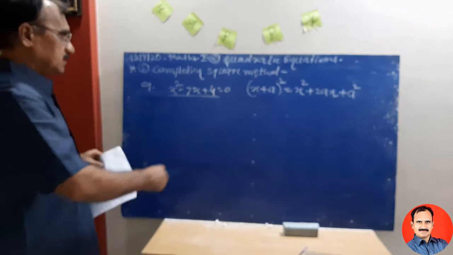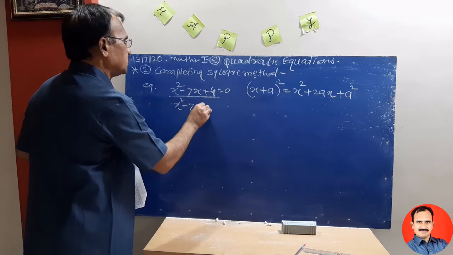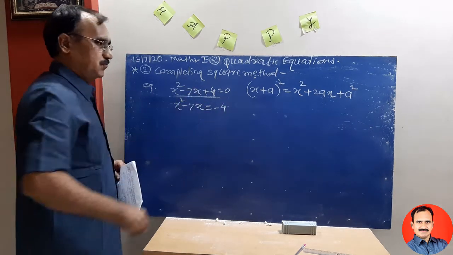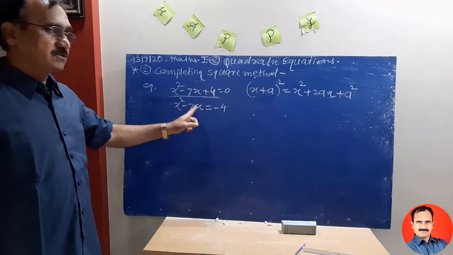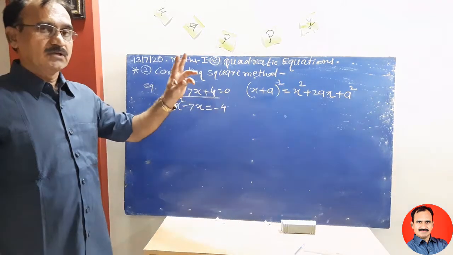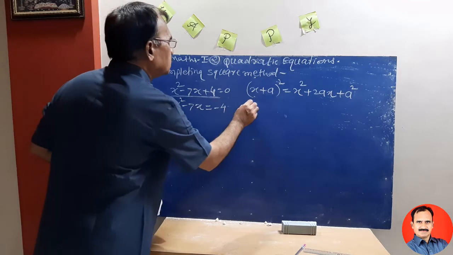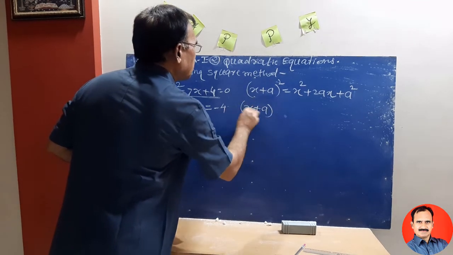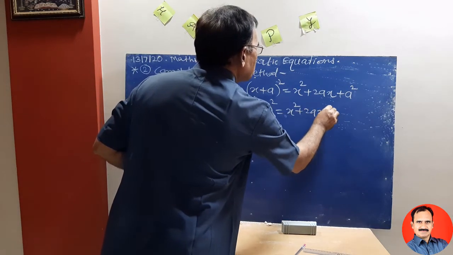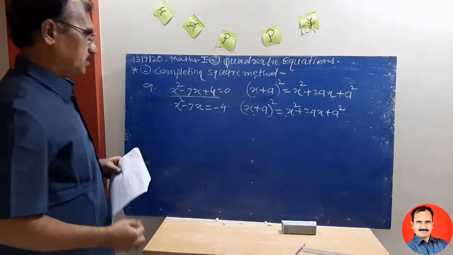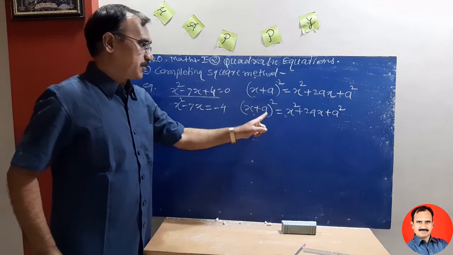For that purpose, take the third term to the other side. x square minus 7x is equal to minus 4. Here we have to find the new third term, so that these three terms are the perfect square of two terms. We know x plus a bracket square is equal to x square plus 2ax plus a square. This means we have to find the value of a, for a perfect square.